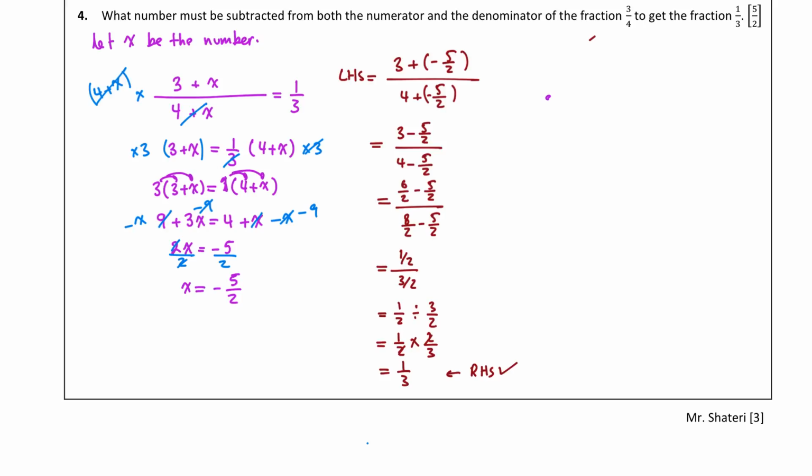So finally, my therefore statement should be that the number is negative 5 over 2. I can write this as negative 5 over 2 for my solution.